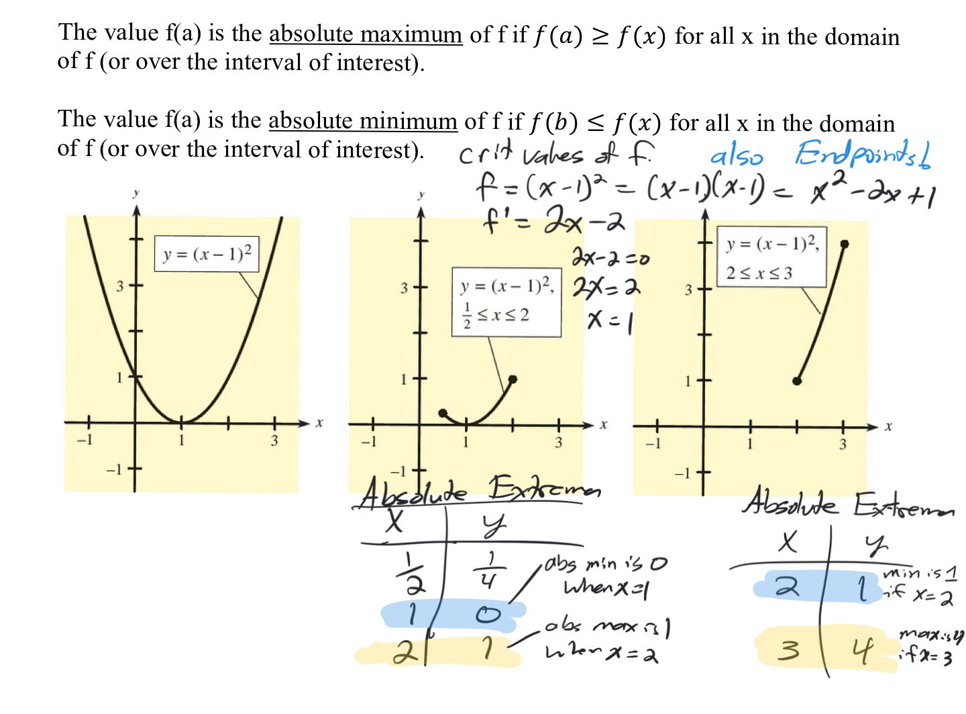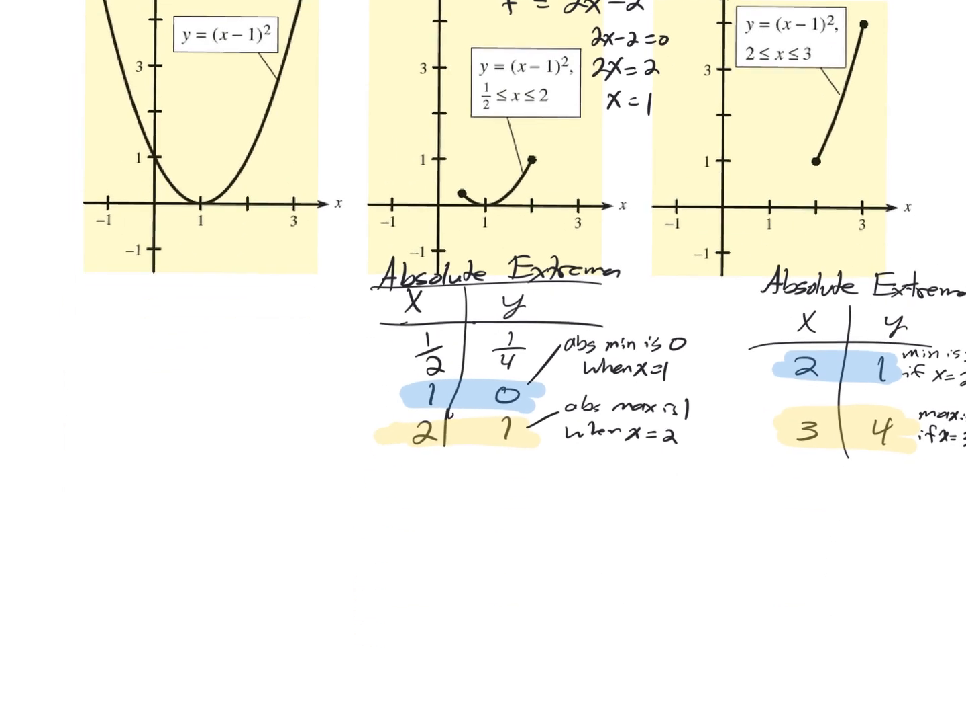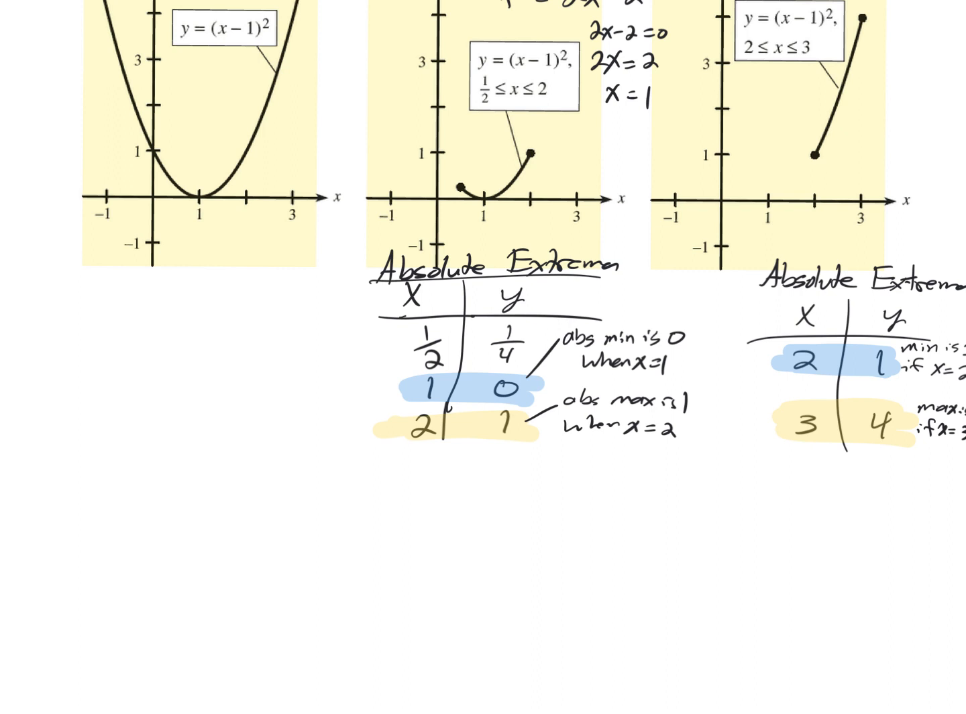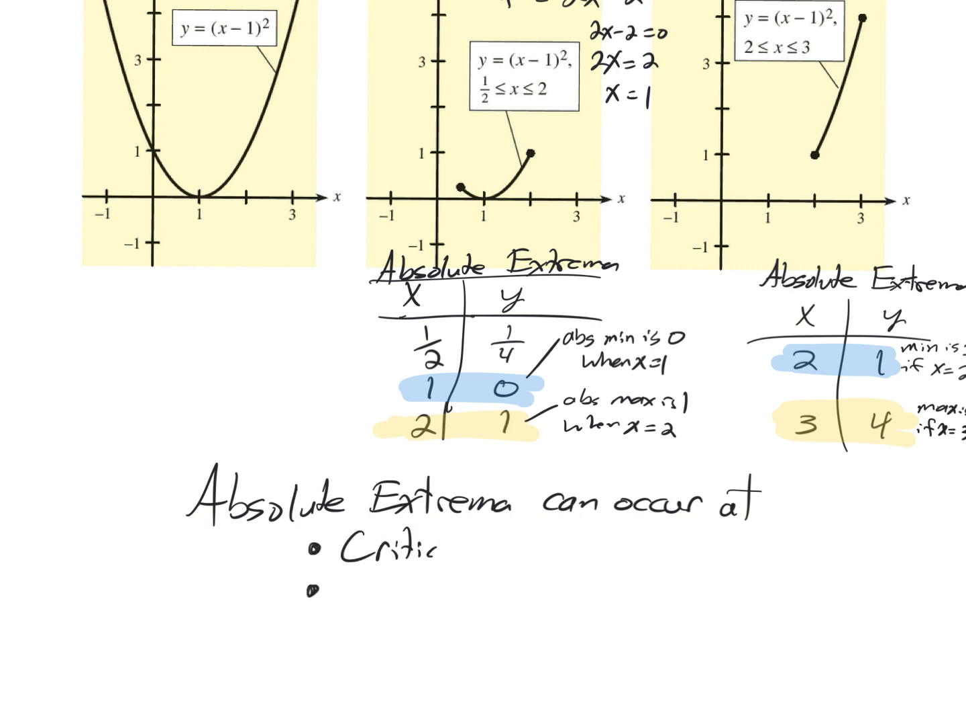So that's how you think about absolute extrema and how you would go through that computation. All right, and one more time just to be super abundantly clear: your absolute extrema can occur at two different places, either the critical values or the endpoints of the function that they give you. These would usually be restrictions on the domain of the function.